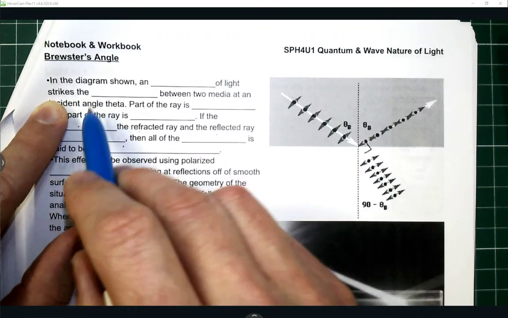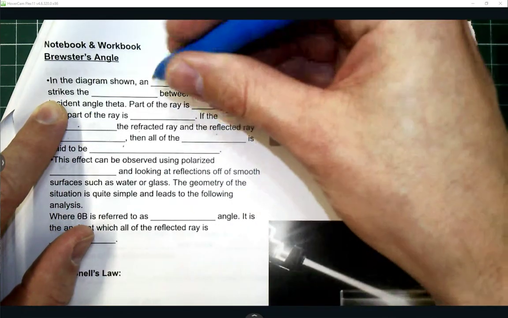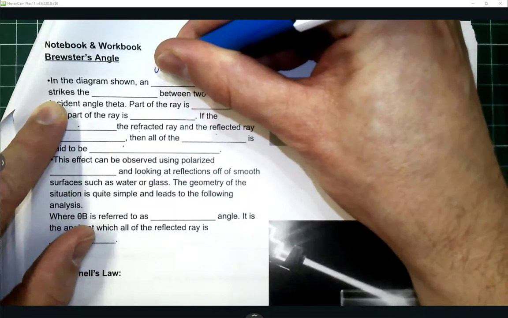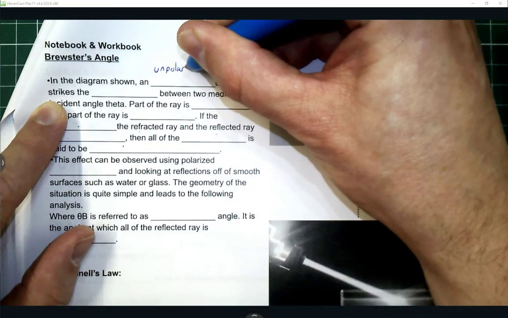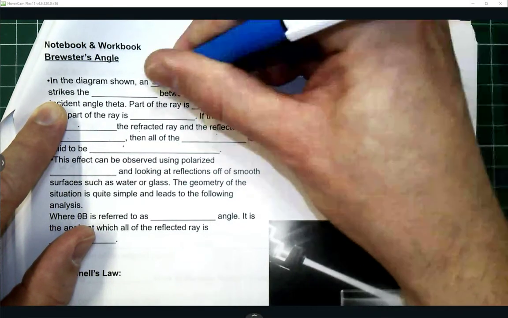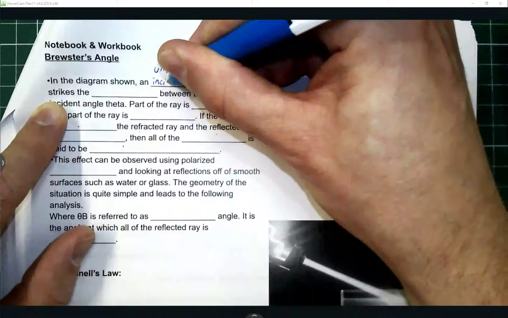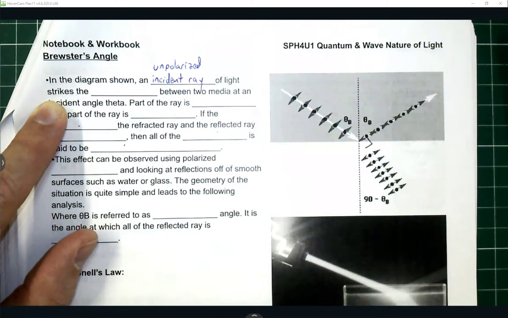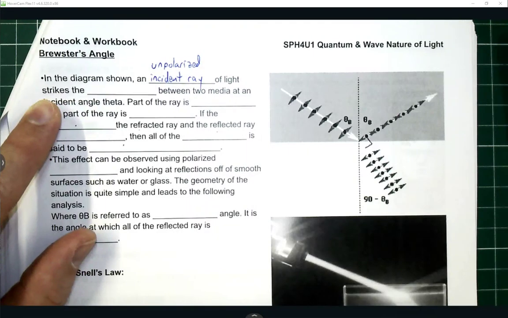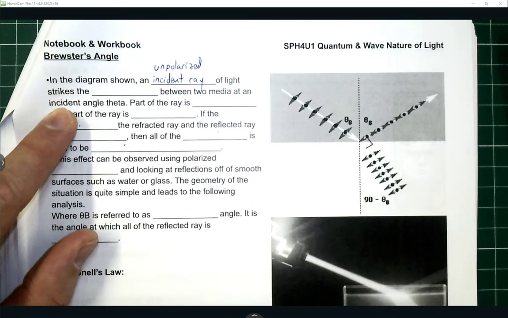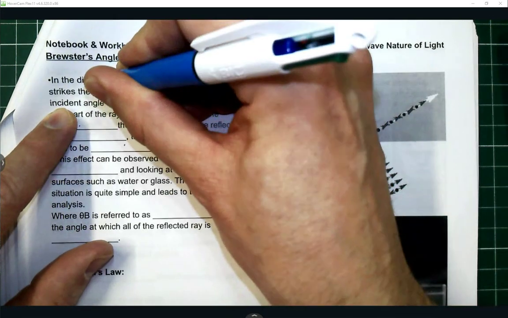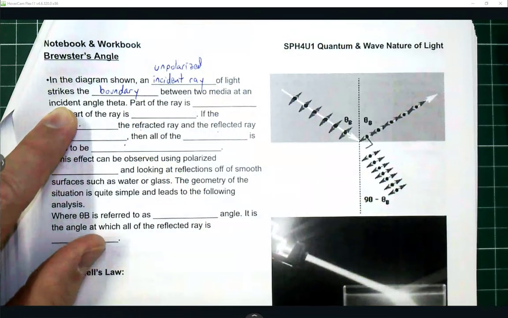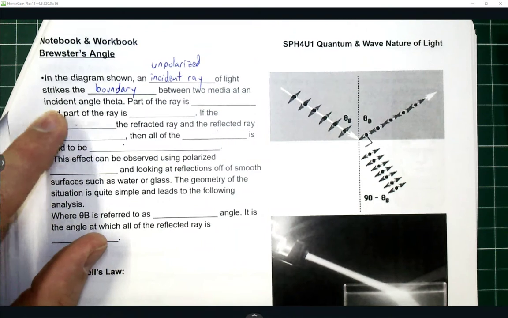So in the diagram shown, an unpolarized incident ray. I didn't give myself a big enough blank here, so I'm going to write unpolarized incident ray. An unpolarized incident ray strikes the boundary. And I'm going to use the word boundary, but we could have just as easily used the word interface between two media at an incident angle theta.